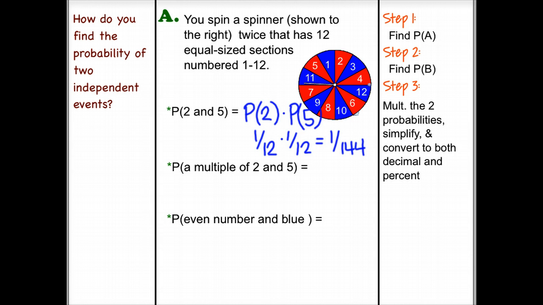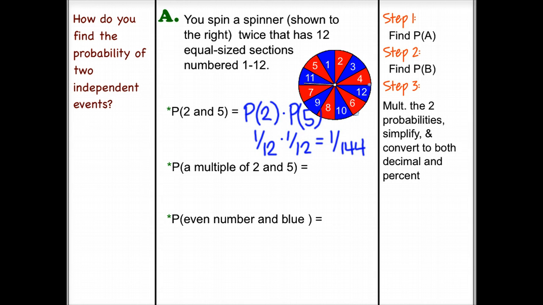Now remember, to turn that into a decimal, we will take our 1 and divide it by 144. And then to get a percent, we're going to move the decimal 2 places to the right. I'm going to leave you to do that. I will expect to see that in your notes.